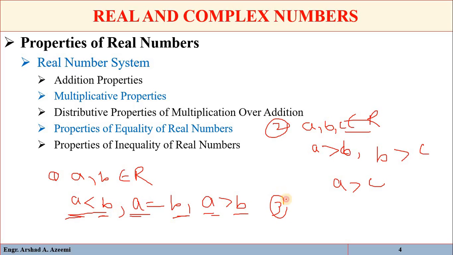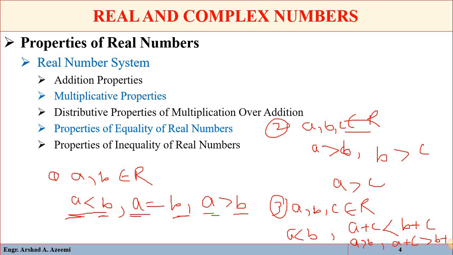Okay. Third one, suppose we have three numbers a, b and c belonging to the real numbers. If a is less than b, and c is added to the left side and c is also added to the right side, then a plus c will be less than b plus c. This is called the additive property. Or if a is greater than b, then a plus c will also be greater than b plus c. This is called the additive property of inequality.